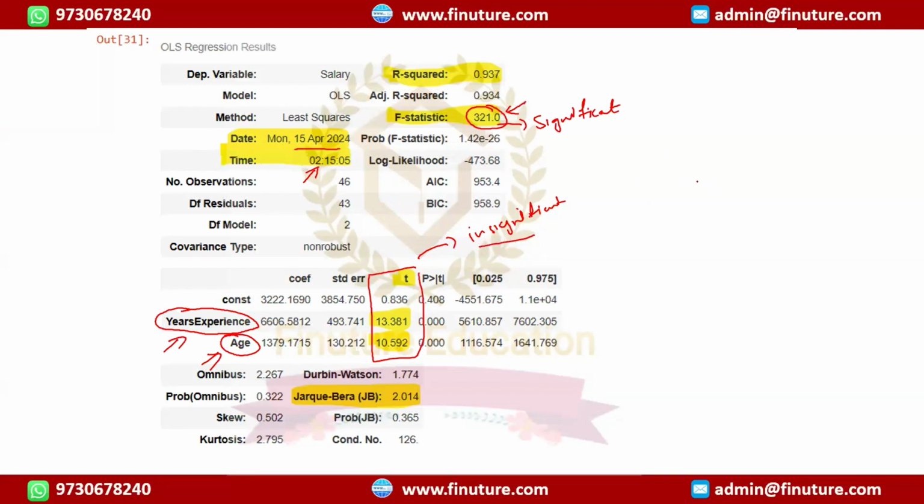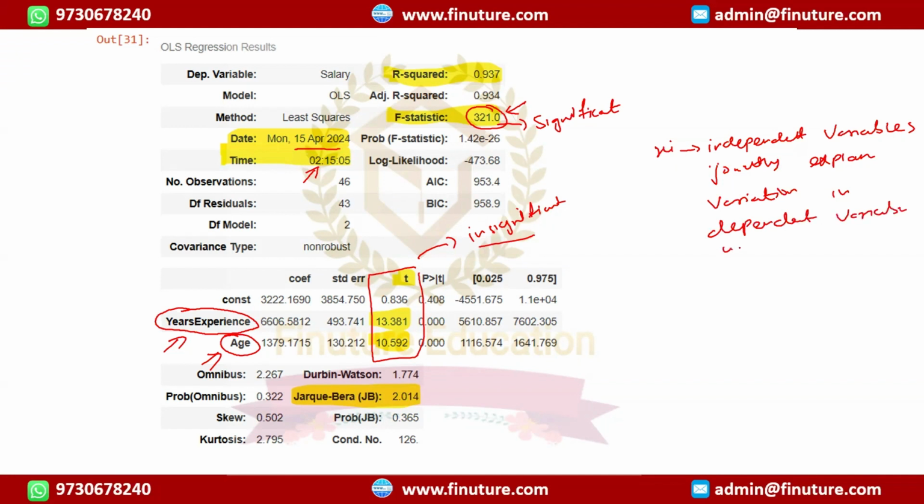What does it mean? That your xi or independent variables jointly explain the variation in the dependent variable well. But when it comes to explaining separately, say for example, if I run a regression of only years of experience with salary, and separately with age, then they may not do that well. That's the indication of multicollinearity.